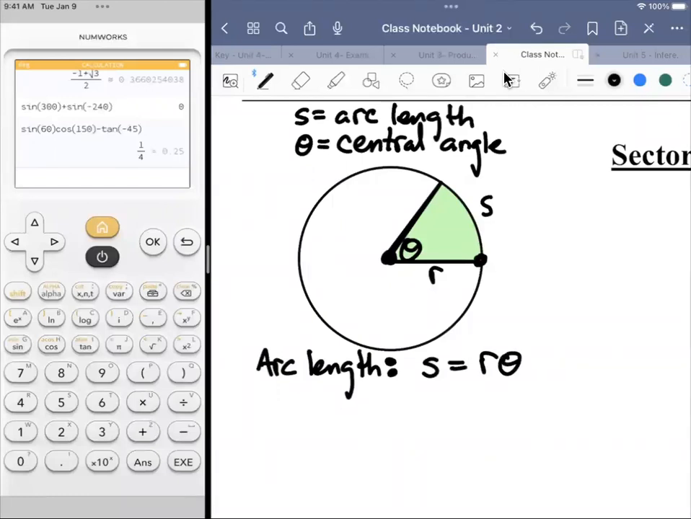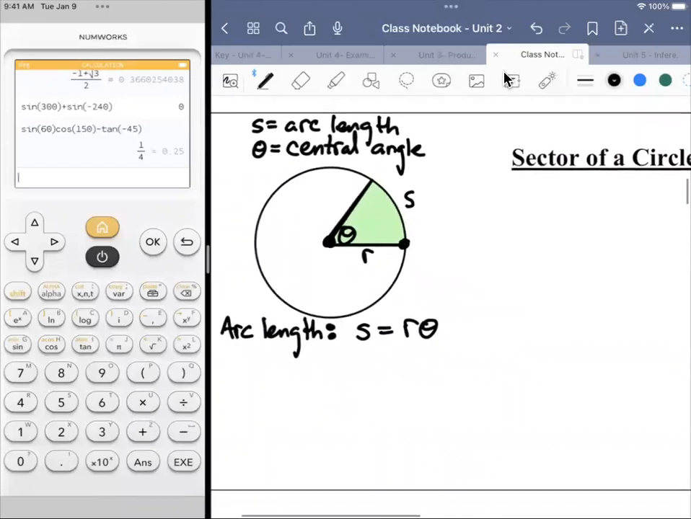So S equals R theta. It's getting the product between those two, which is telling us how many radii we need, or what the overall length of a radius would be in order to get a distance wrapped around the circumference of the circle.